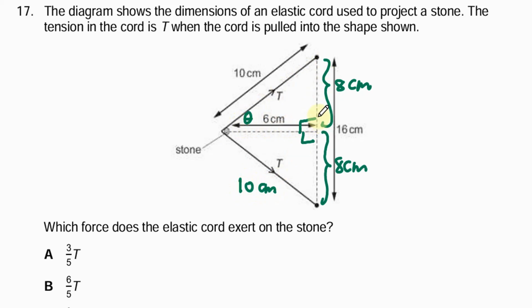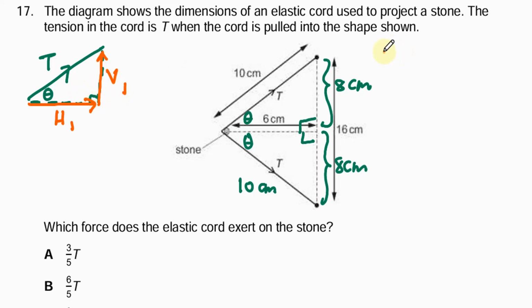Now we can see that the top triangle here is congruent with the bottom triangle. In other words, they have the same size. So this angle will also be theta. Let's look at the top tension. So we know the tension goes this way. We can resolve it into components. So T and theta. We have the horizontal component of the top tension here, which we can call H1, and the vertical component, which we can call V1.